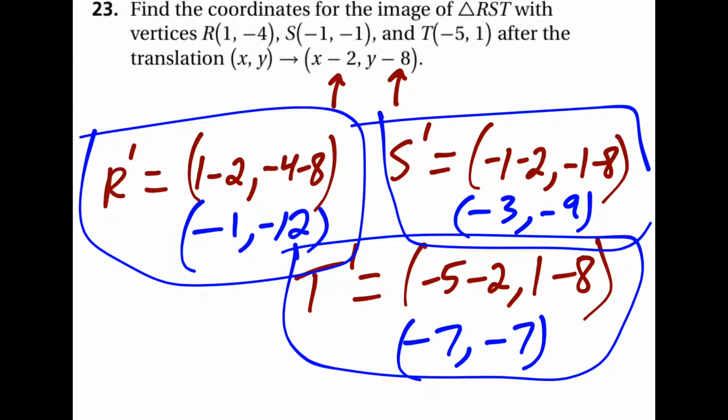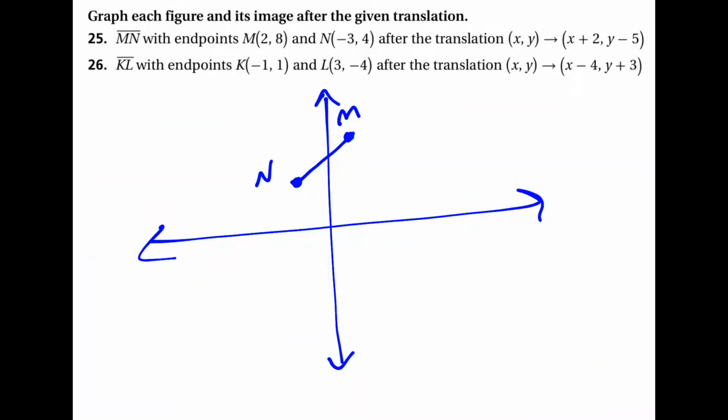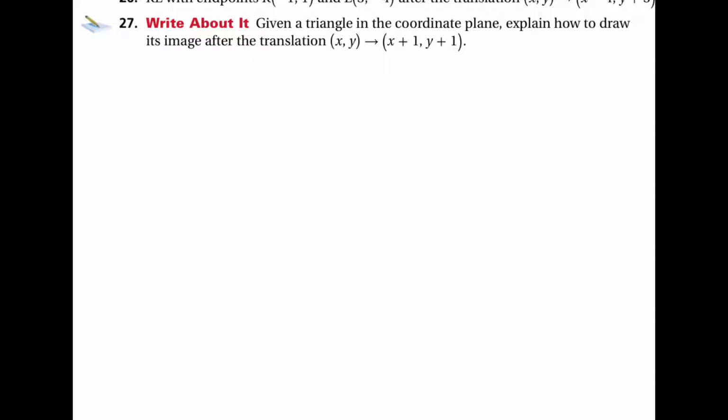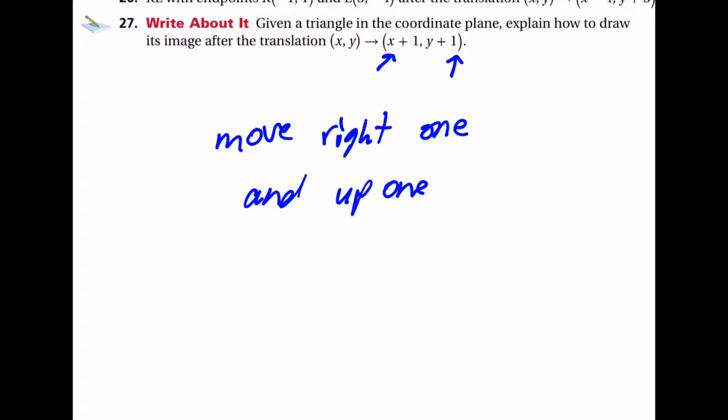So for 25, if we wanted to graph this segment MN, and approximating where these coordinates would show up, once we move 2 to the right and 5 down, this is our new image. MN was the pre-image, M prime N prime is the image. For 27, for this translation, that's what it means when we're adding the x and y, we're going to move right 1 and up 1 for each point on the triangle. And that's how we find the image.